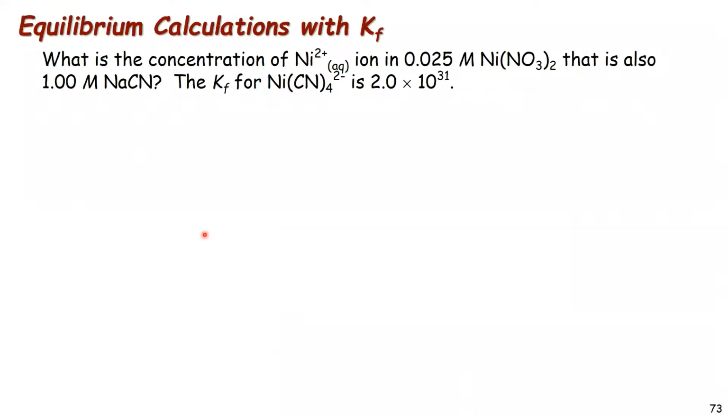So let's try an example of it. I want to know, what is the concentration of free nickel ion, nickel 2 plus, in a 0.025 molar nickel 2 nitrate solution that is also 1 molar sodium cyanide. And it gives us the KF value for the cyanide. The reason we did that is we need to know what the formula is.